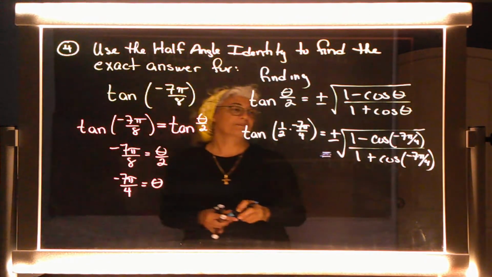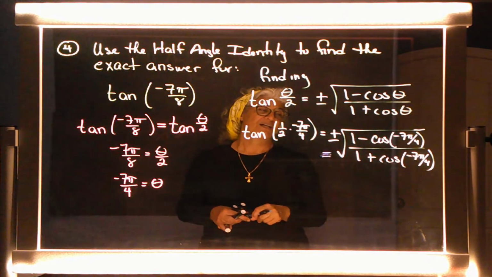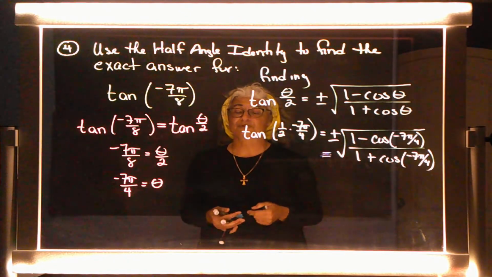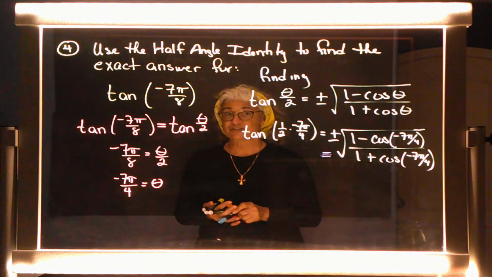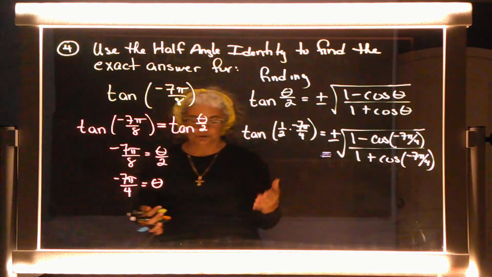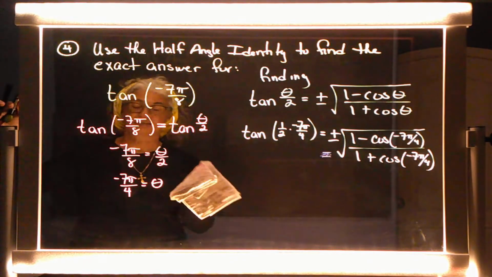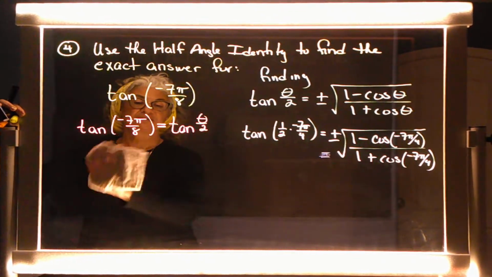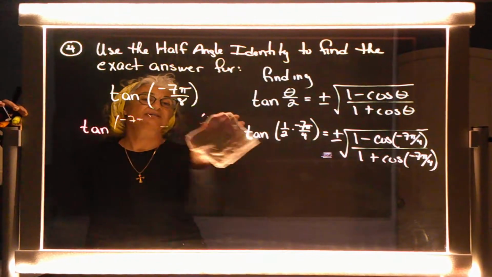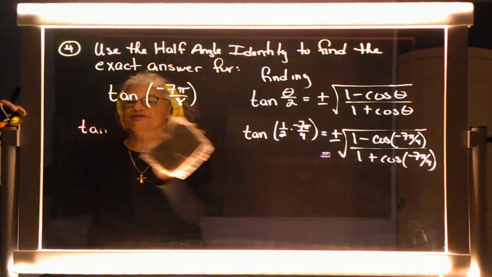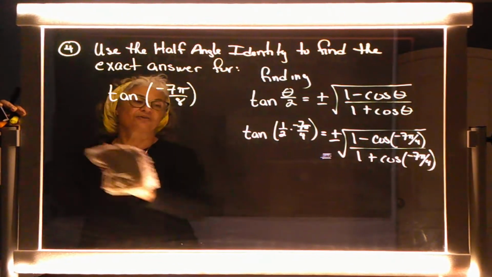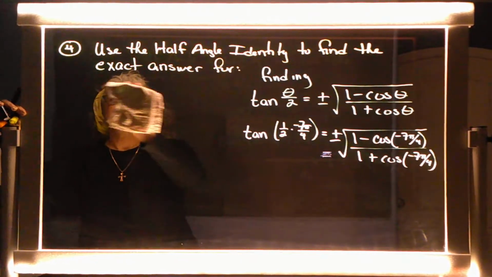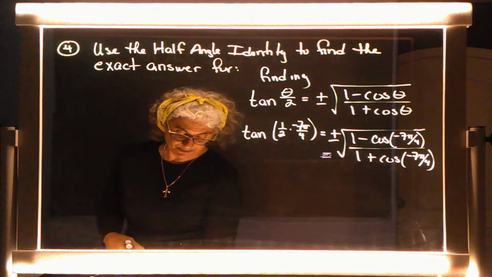Okay. Now, I need to come up with the cosine of negative 7 pi over 4 if I'm going to answer this correctly. So you know what we have to do, don't you? Yeah, we got to go look at the circle, figure out what quadrant negative 7 pi over 4 is in, go find a reference angle for it, all that great stuff. Are you with me? Okay.